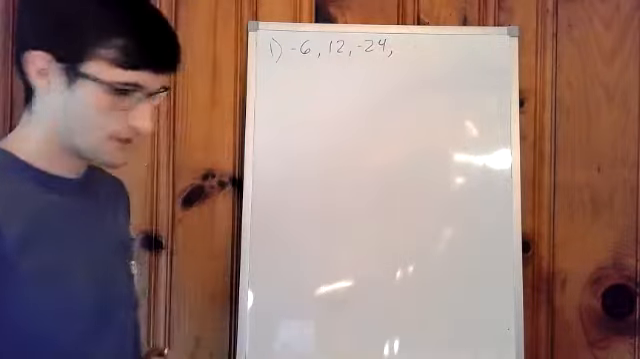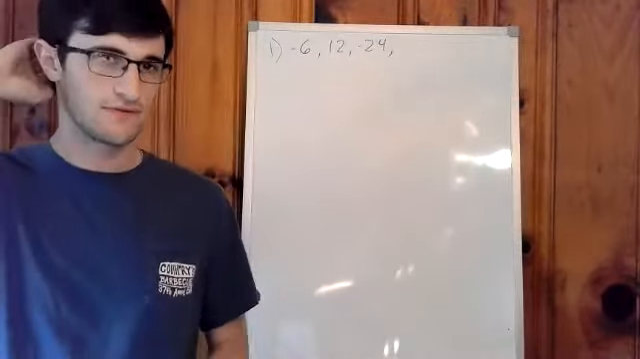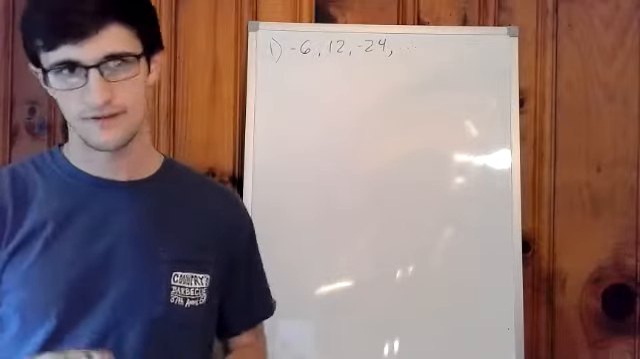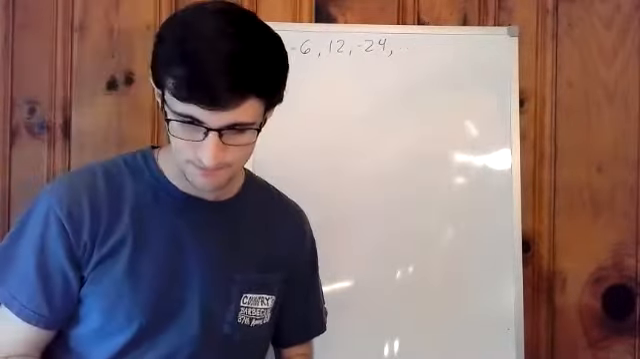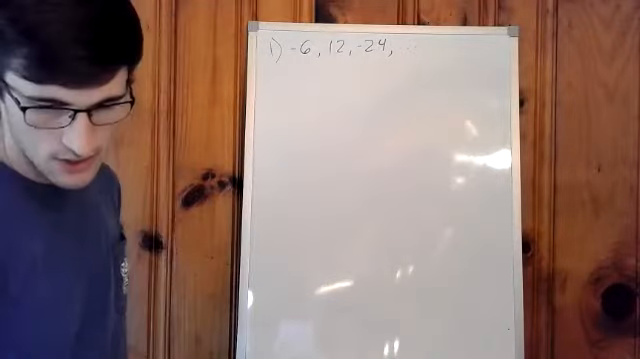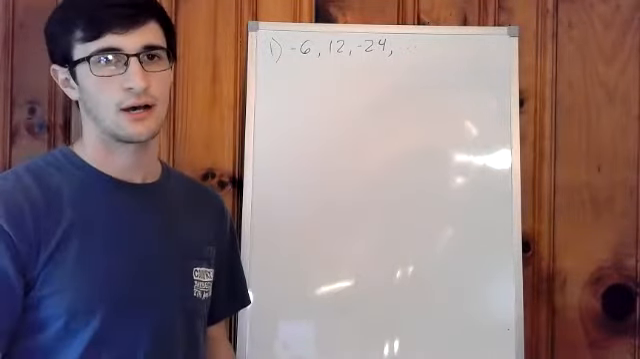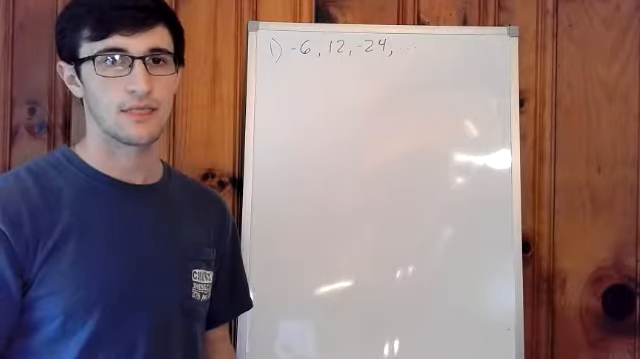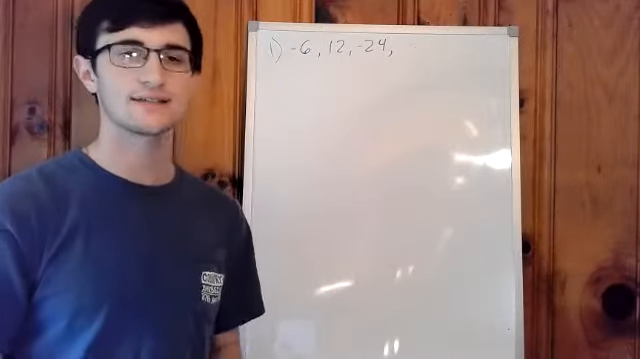The fact they only give you 3 numbers is not a problem. You need at least 3 numbers to figure out if it's a sequence or if it's either or. Okay, you can't just do it with 2. You need at least 3.